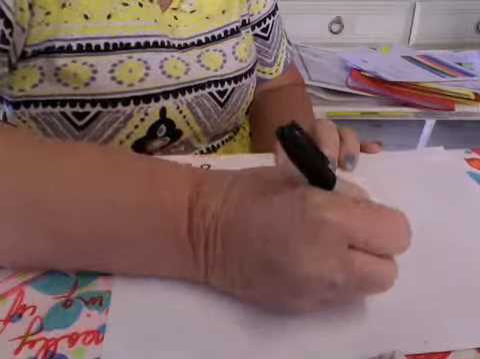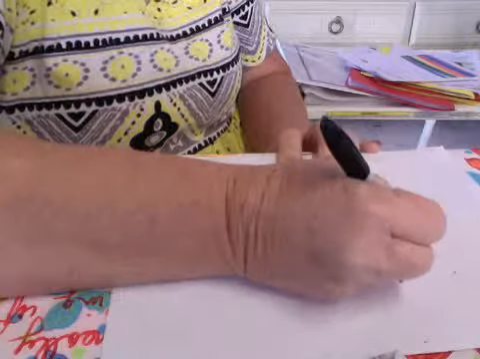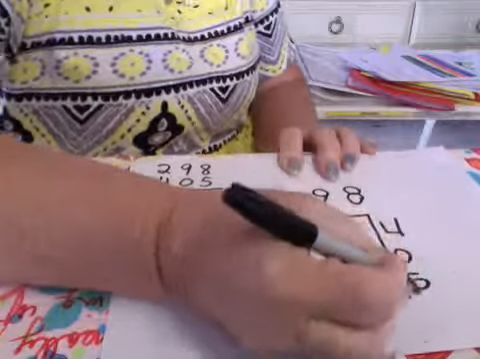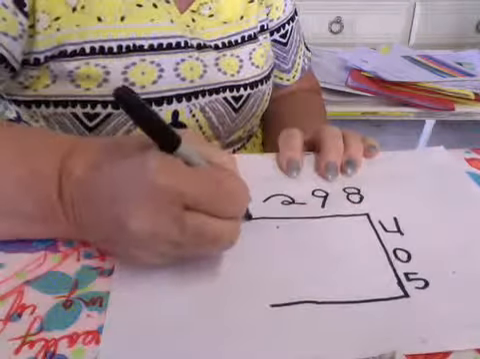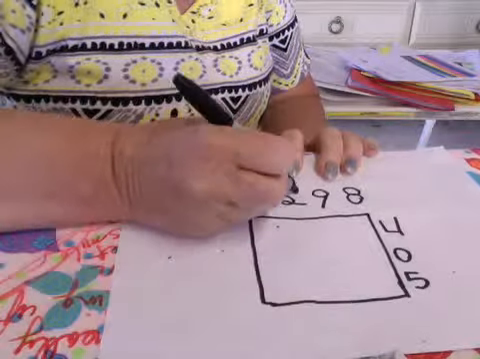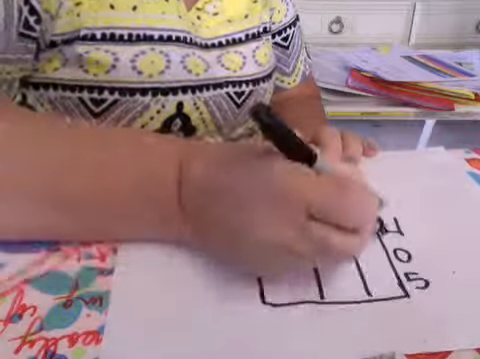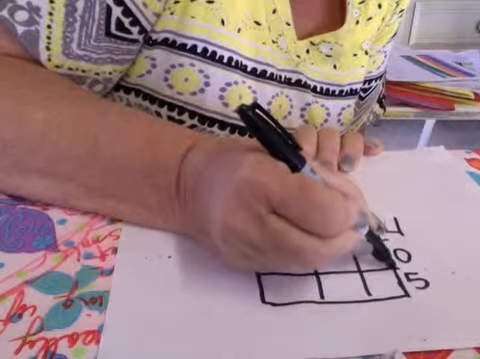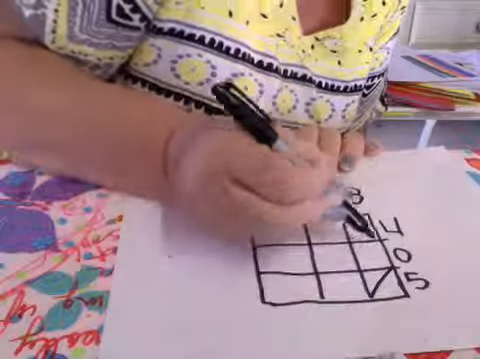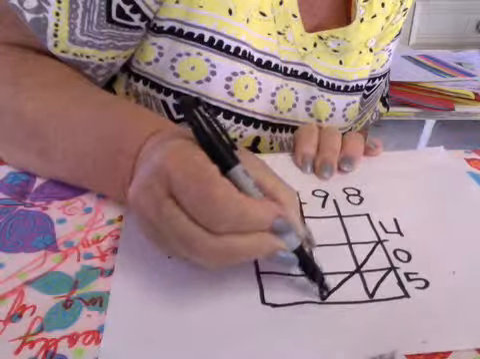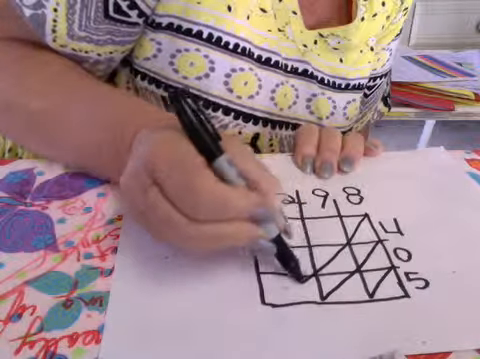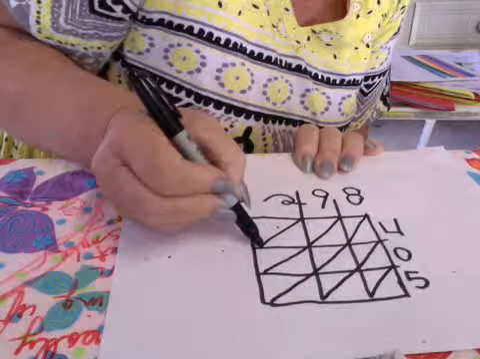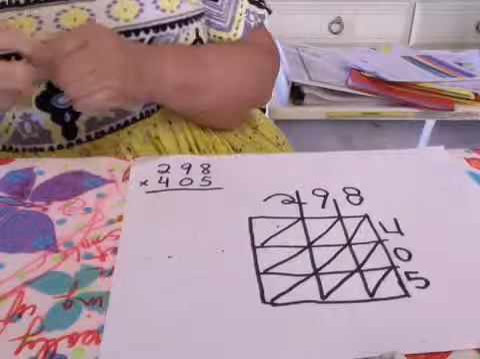2, 9, 8. Okay, we're going across. Going down, we have 4, 0, 5. When will I learn to stay away from the fives? Okay, let's do the big box. And then we'll do our lines going this way and this way. Now we get to think about how we separate the little boxes into half. Okay, separate each little box in half. Okay, and now multiply.